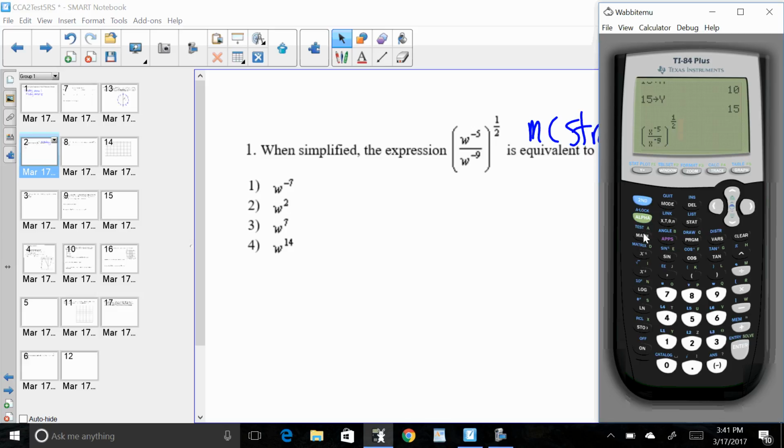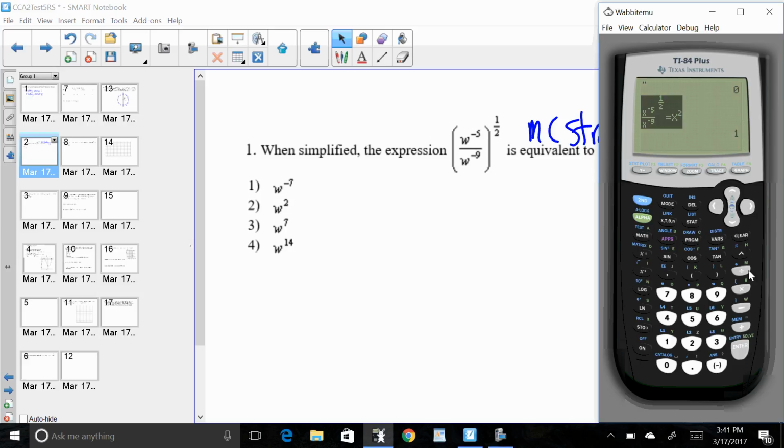I hit second math, which is test. I hit equals. Then I type in each answer. x to the power of -7. If it's correct, it will give me a 1. If it's incorrect, it will give me a 0. It gives me a 0, so that's not right. I don't want to retype the whole thing, so I'm going to copy this by highlighting it and hitting enter. And instead of x to the -7, I'm going to try x squared. I get a 1. Sweet.